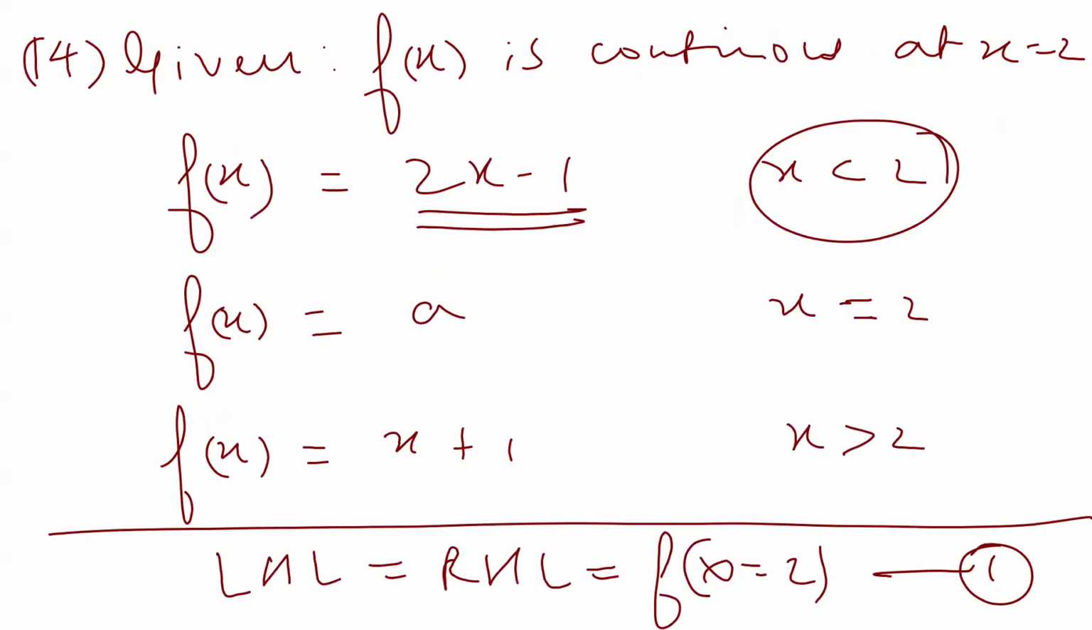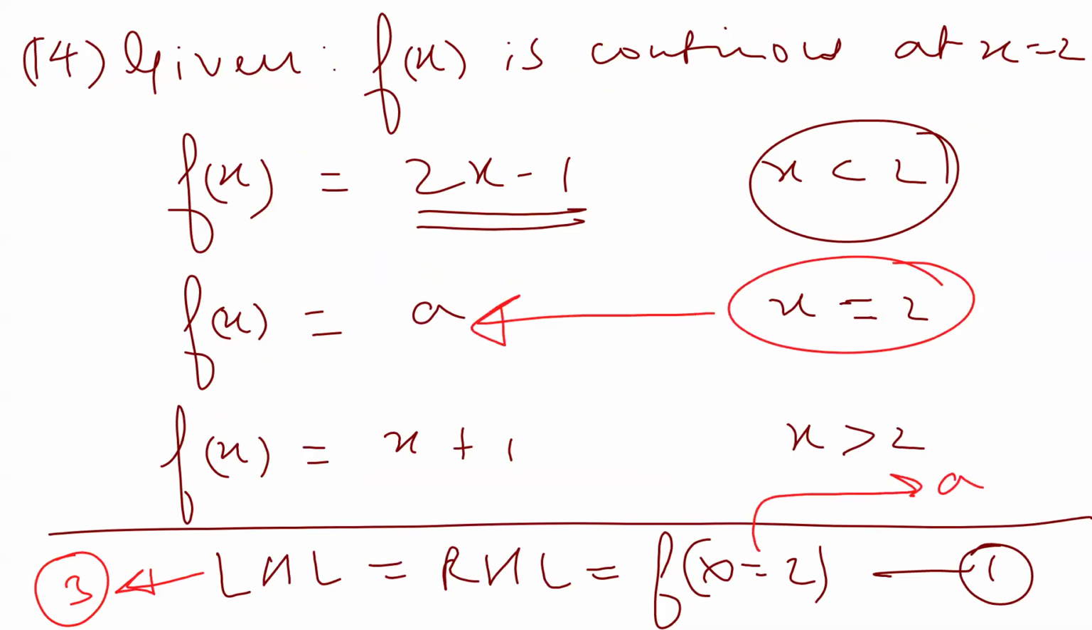This problem also we need not solve LHL, RHL both. LHL we got it as 3 and f of x equal to 2 is a. So what is the answer? The answer is 3. The value of a is 3. Okay. I hope you got the point.